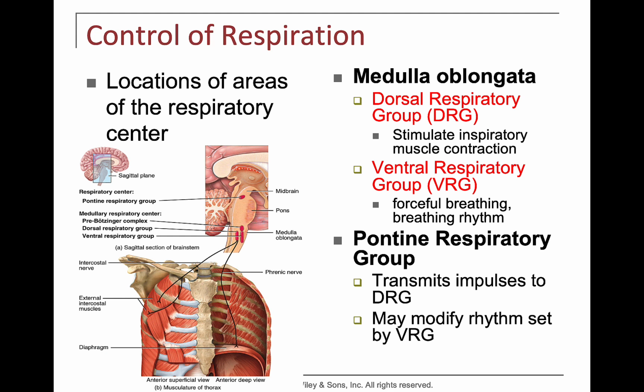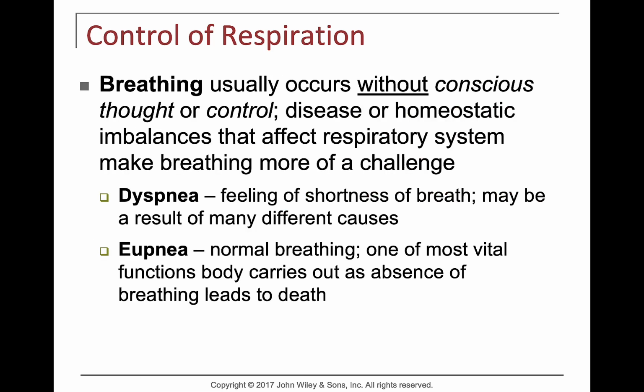Now, that pontine respiratory group up at the top of the pons, as you see, may modify that rhythm set, which we'll talk about in a moment. So that rhythm is set by the VRG and can also, through that process, transmit impulses to the DRG, which regulates our normal breathing. So some definitions: we know that breathing occurs without conscious control. It's controlled there by that brainstem. That VRG sets the rhythm.